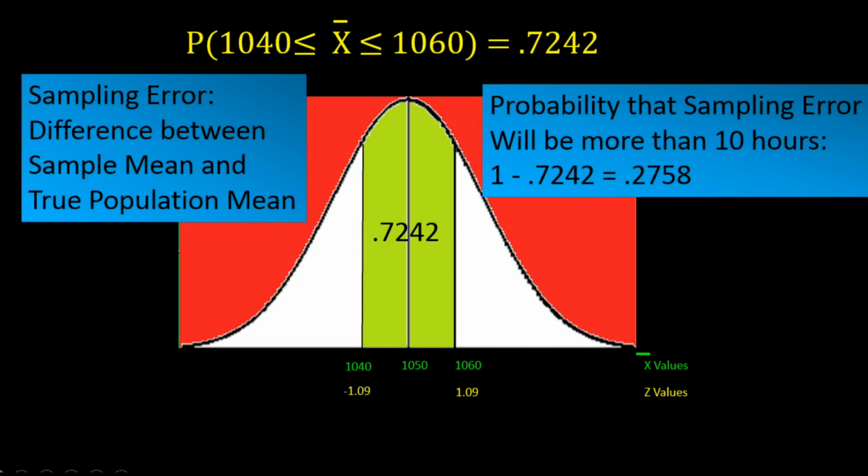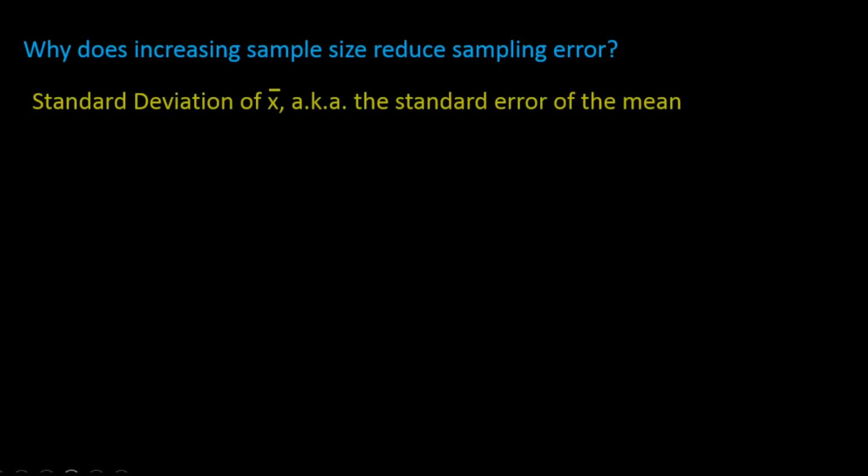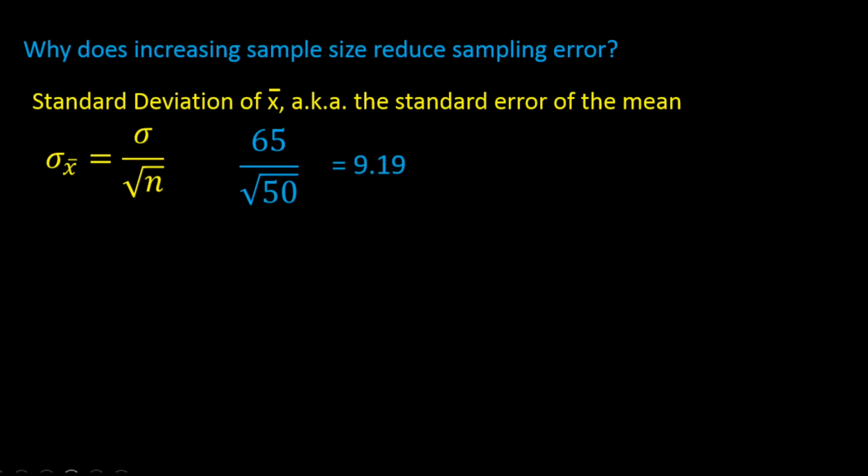We can reduce the sampling error by using a bigger sample size n, or we can be satisfied with this amount of sampling error. Why would increasing the sample size reduce our sampling error? Remember, the standard deviation of the x bars, also called the standard error of the mean, is sigma divided by the square root of n. For our example, we divided 65 by the square root of 50 and got 9.19.